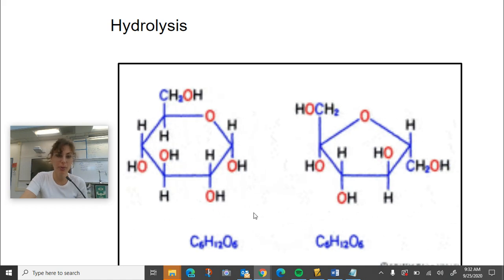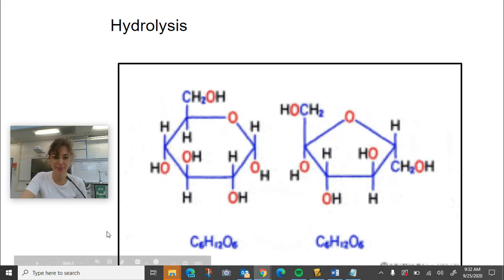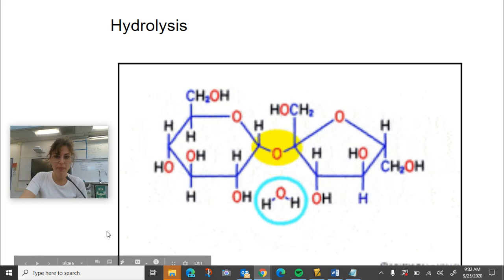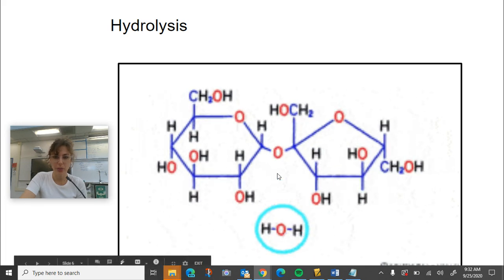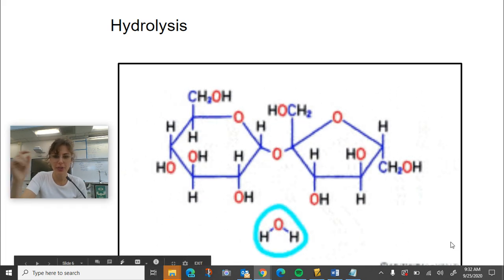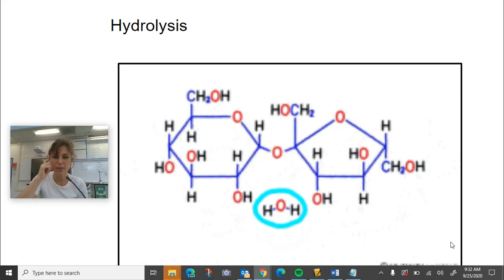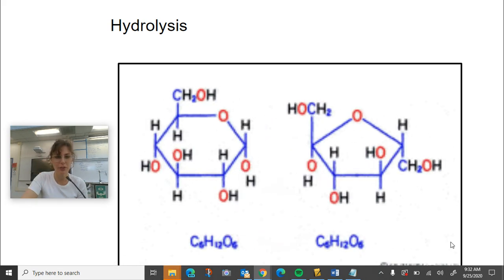Okay, so now it went from polymer to monomer. Here we go. Right now it's a polymer. We add water coming on through to break that bond. It's moving up, and now we have two monomers again.